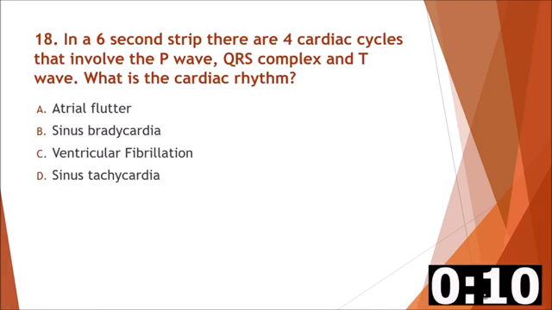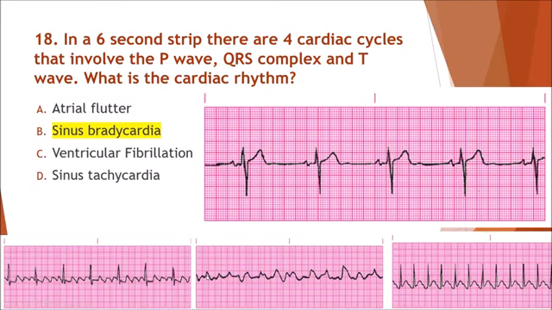18. In a 6-second strip, there are 4 cardiac cycles that involve the P wave, QRS complex, and T wave. What is the cardiac rhythm? A, atrial flutter. B, sinus bradycardia. C, ventricular fibrillation. D, sinus tachycardia. 10 seconds. All right, and the answer is sinus brady.